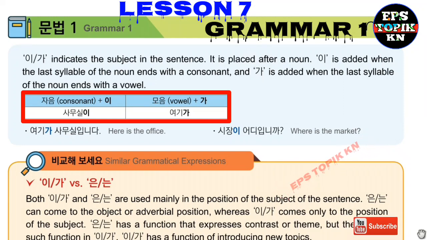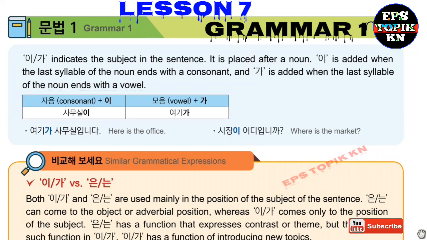What's the final sound in office? 사무실. 르, right? So we need 이 next because it's different. They're opposites. And what's the final sound in 여기? 이, right? So we need 가 next because they're opposites. That makes the pronunciation clear.